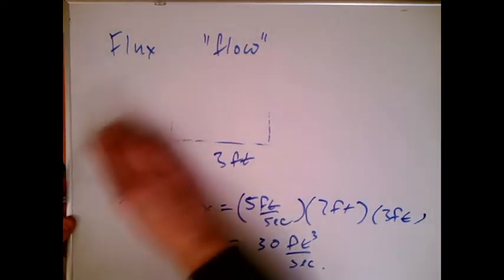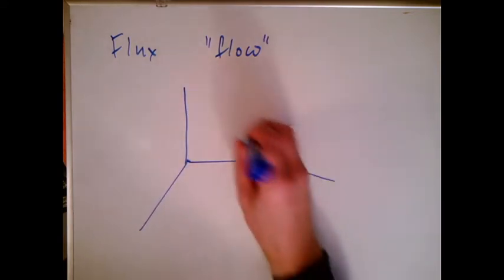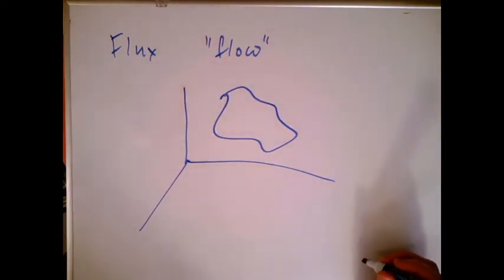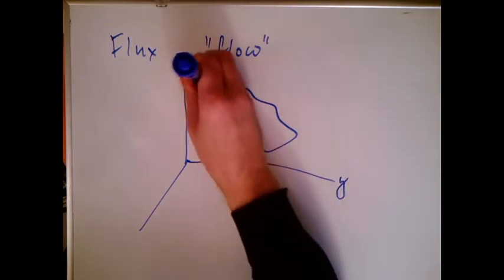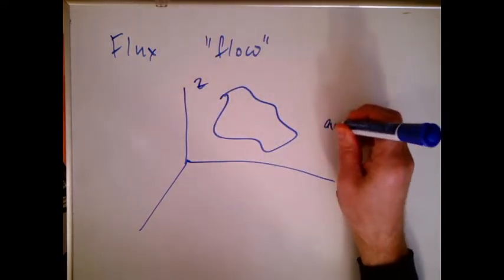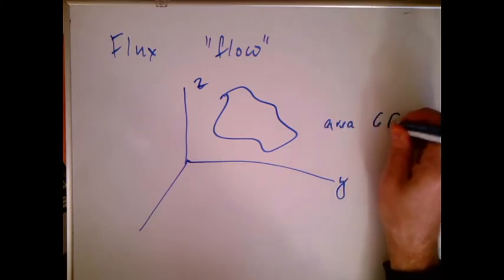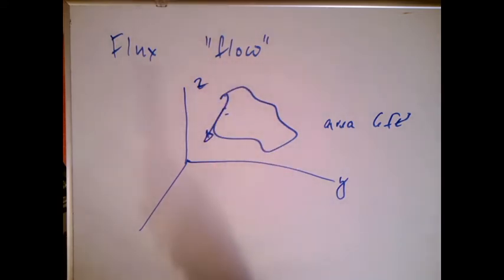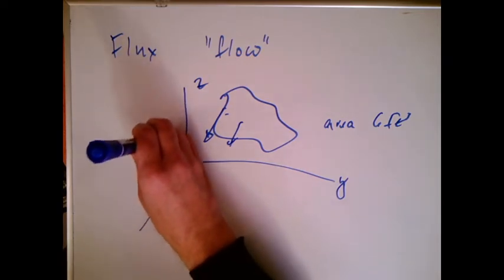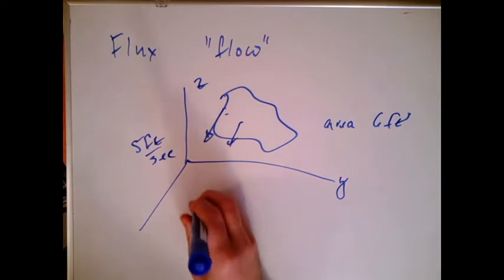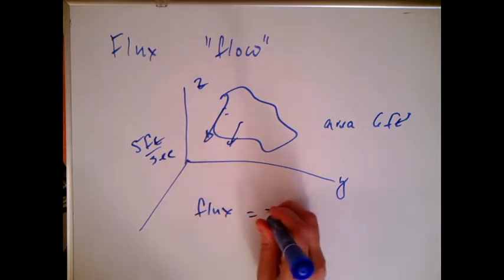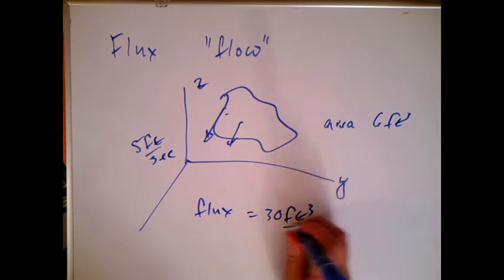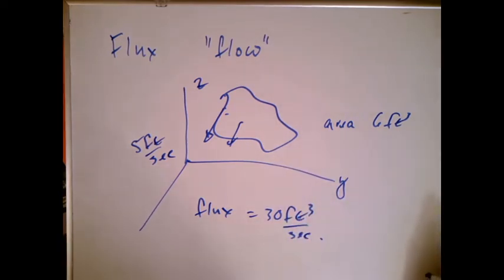Let's change the region just a tiny bit, at least in only one significant way. If I now have a region that's sitting over here, but it's still in the YZ plane, and it still has an area of 6 square feet, and the water is still flowing exactly as it was before, directly into the room, sticking out of the YZ plane at 5 feet per second, in terms of the calculated flux, nothing's changed. So it wasn't the shape of the region that was important. It was very important that it was flat.